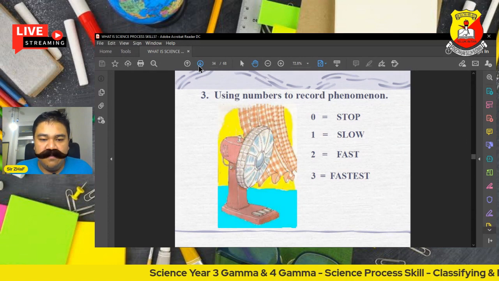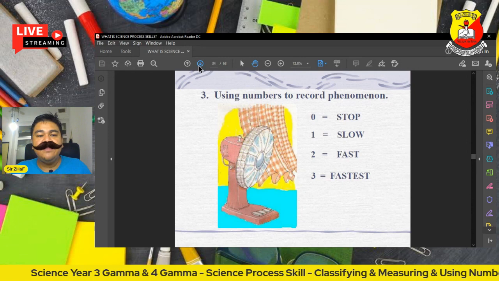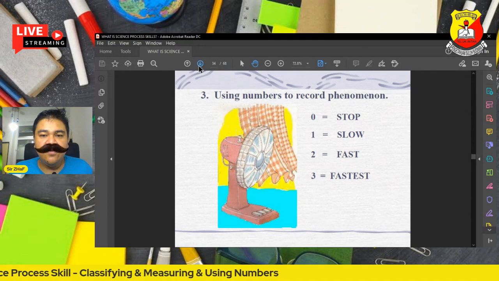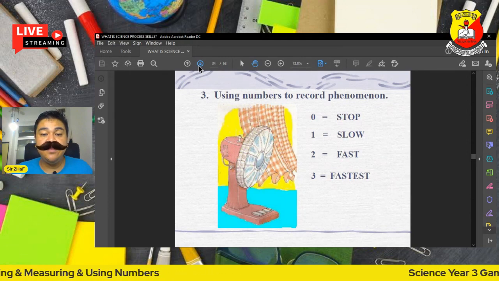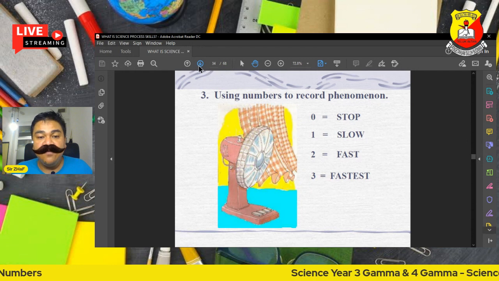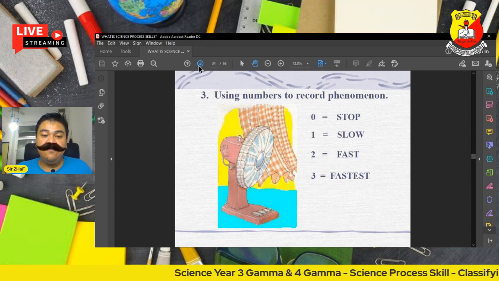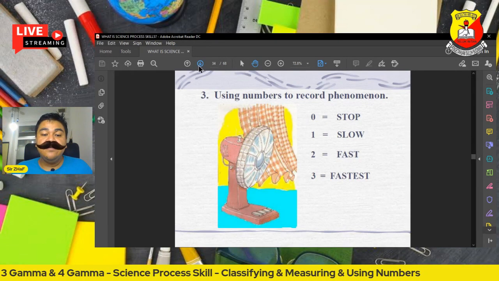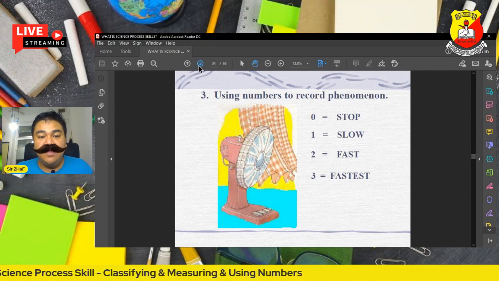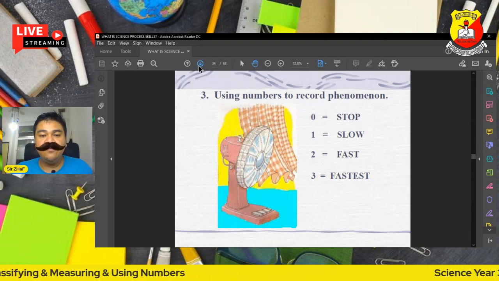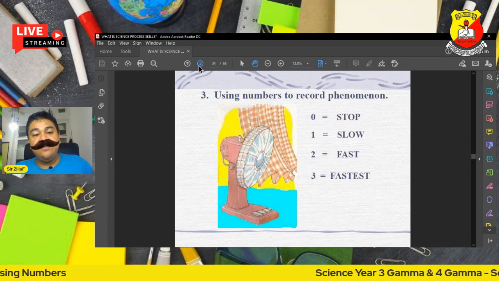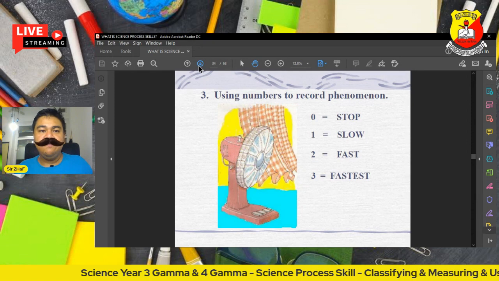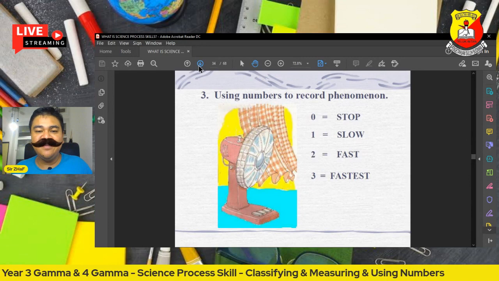So you know there is a button on the body of that fan. If you press 0, it will stop. If you press number 1, the fan will rotate slowly. If you press number 2, it gets faster. And if you press number 3, the rotation of the blade, pusingan, is the fastest, paling laju, paling sejuk. Usually we use number 3.